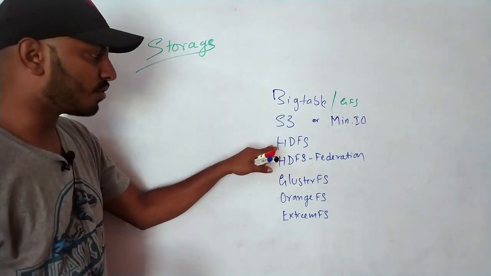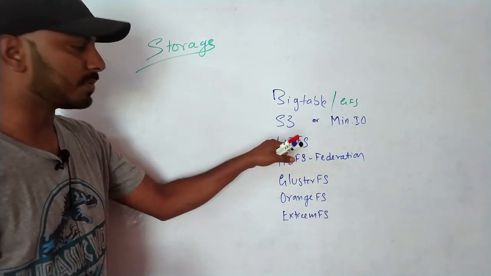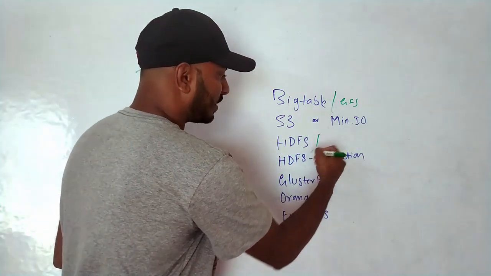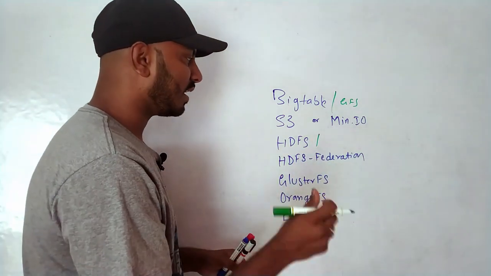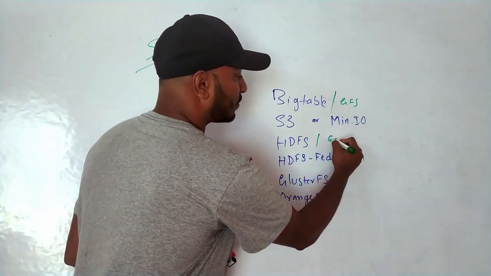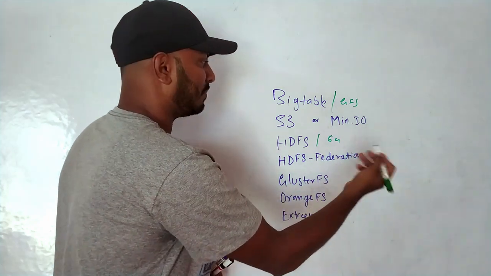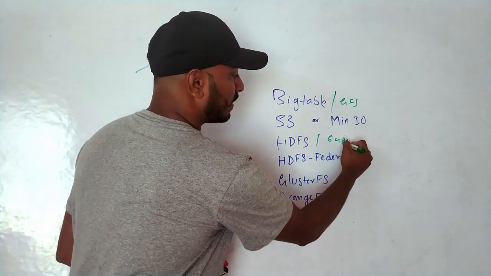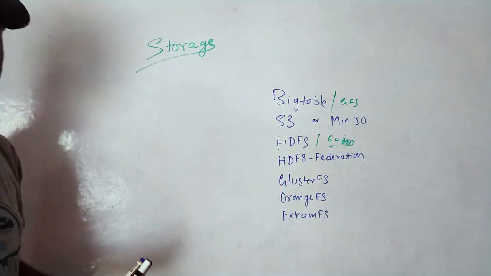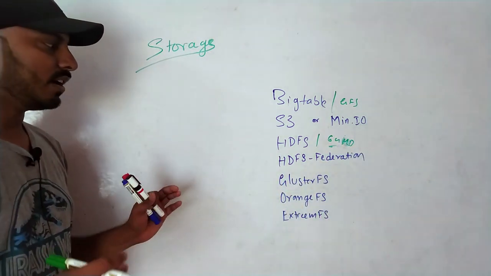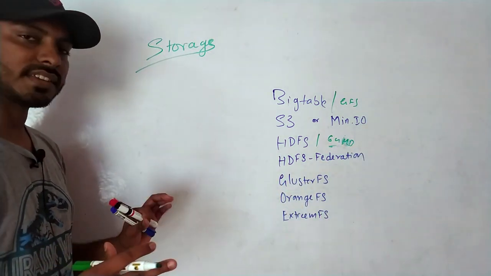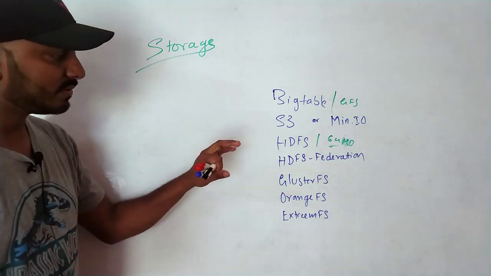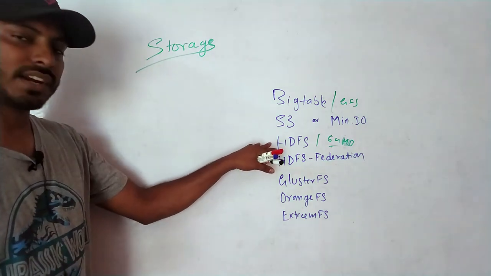So similarly, you can go for HDFS, the Hadoop Distributed File System. The only problem is the block size can be configured, but it is advised to have about 64 to 128 MB block size. HDFS doesn't really work well with small sized files. So this is also not that advised, to use HDFS.